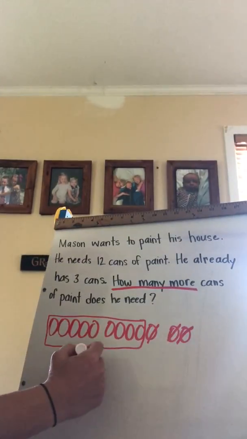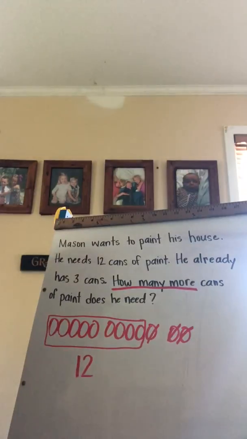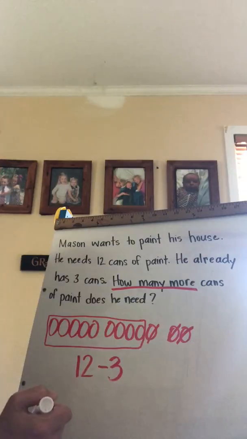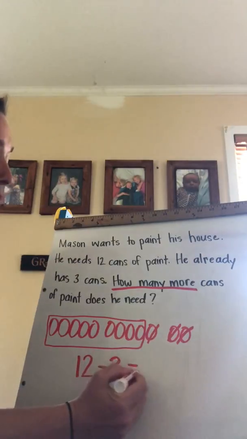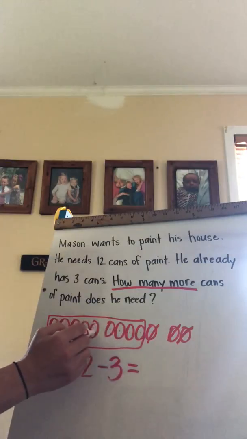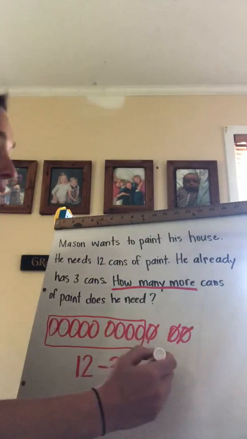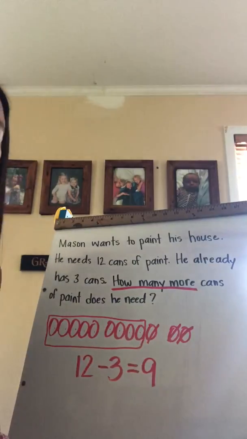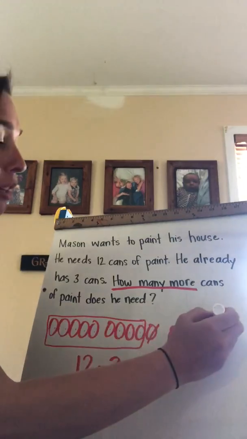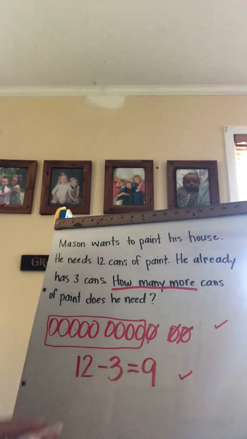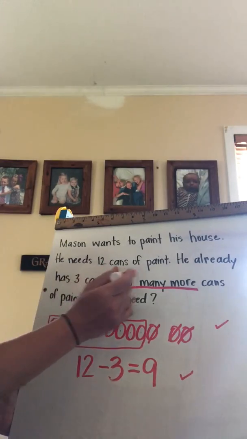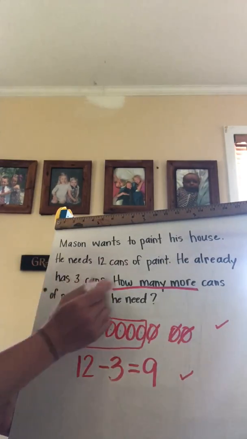When I read the words how many more, I know that means minus. So I'm going to start out with 12, because that's how many cans he needed. He already had 3, so how many more means minus. I can see here that he still needs 1, 2, 3, 4, 5, 6, 7, 8, 9. He needs 9 cans of paint. After I've drawn a picture and written a number sentence, I need a regular sentence that will answer my question. How many more cans of paint does he need?